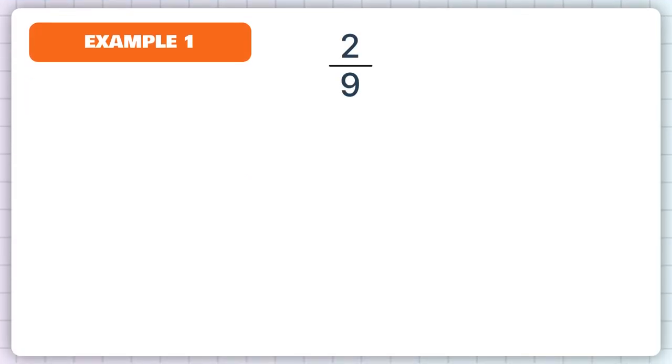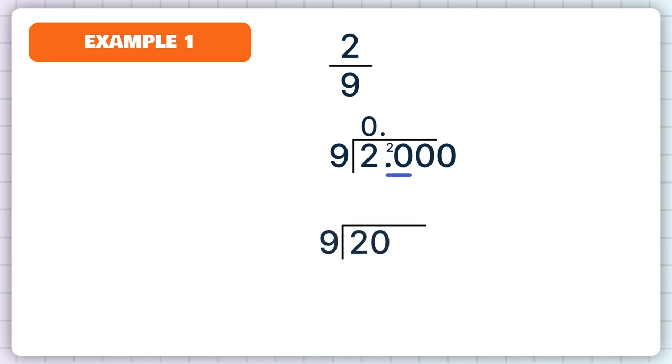Convert 2 over 9 to a decimal. Set up the division 2 divided by 9. 9 goes into 2 0 times with remainder 2, so write 0 and write in the decimal point, making it 2.000. Remember to write in the remainder of 2, so we next need to divide 20 by 9. 9 goes into 20 2 times, leaving a remainder of 2. Repeat the process with the remainder 2, which brings down to 20 again, resulting in 0.2222 or 0.2 recurring.